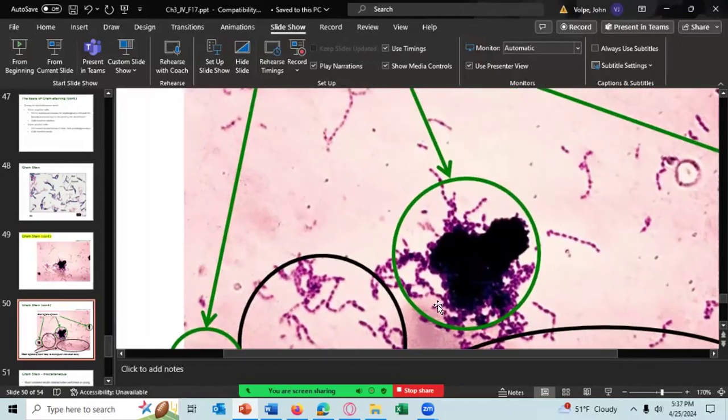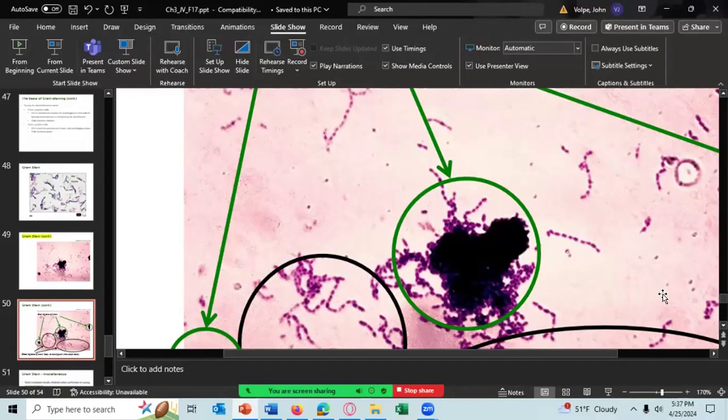You'll note that these cells really close to the crystal are darker staining than the cells further out. So it's like the crystal violet came off of the crystal and then stained the nearby cells a little darker than the cells further away.